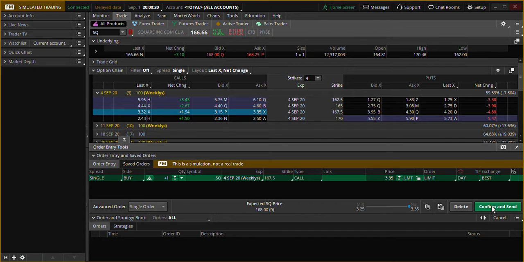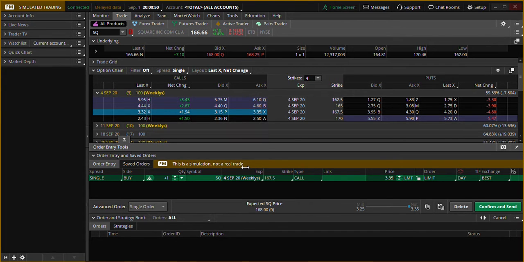One contract right here. How much is it going to cost you? Total cost, $300. So to get one contract of SQ, which is a $166 stock, it's going to cost you $335. That's it. It's going to cost you $300 to get one contract buying of SQ. So it's not that much money. You don't need that much to start making a lot of profits, right?